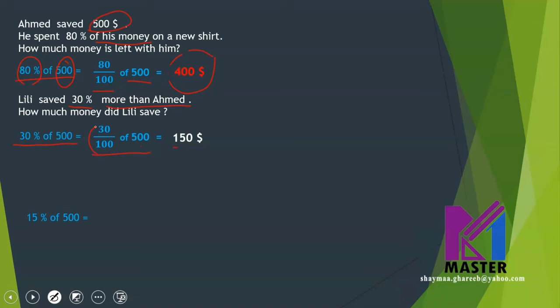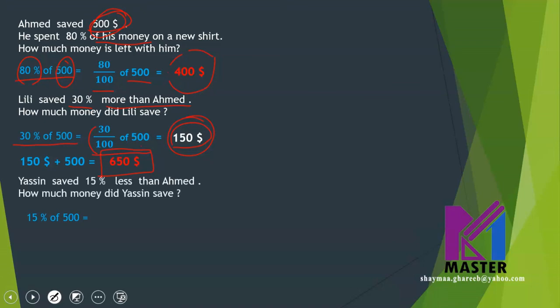Is this the money that Lily saved? No, this is only the 30%. So she saved the 30% more than Ahmed, which means she saved 500 plus 150. So 500 plus 150 means $650. So now we know that Lily saved $650.